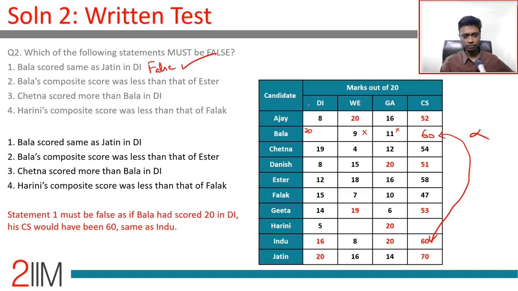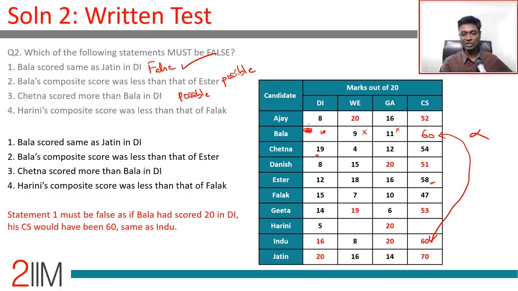This is the choice we are looking for. Let's eliminate the others as well. Bala's composite score was less than that of Esther. Esther's is 58. Bala's, could it be less than 58? Yeah, it could be. Bala could have scored only 10 here. 10 into 2, 20, 20 plus 20, 40. Possible. Or 11 or 12. So this is possible. We cannot say must be false. Chetna scored more than Bala and DI. Chetna scored 19. Could Bala have scored 18 or 17 or 16? Again, possible. We cannot say it must have been false.